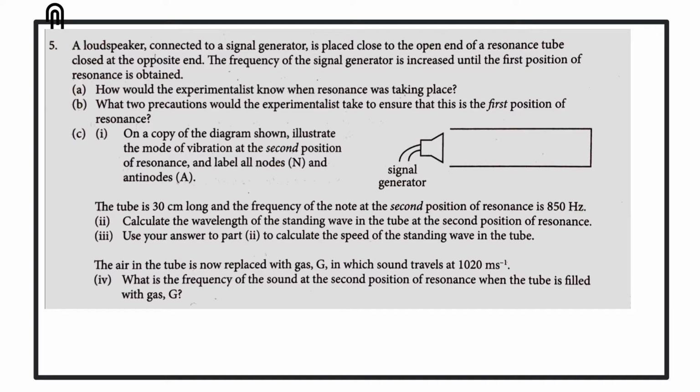So we're first being asked, how would the experimentalist know when resonance was taking place and what two precautions would they need to take to ensure that this is the first position of resonance? This is a common experimental setup that you'll see where we have a fixed length of tube and then we have a signal generator so that we can vary the frequency. You may also see it with a tuning fork so that we have a fixed frequency, and then we have a tube inside another tube with water so that you can vary the length of the tube.